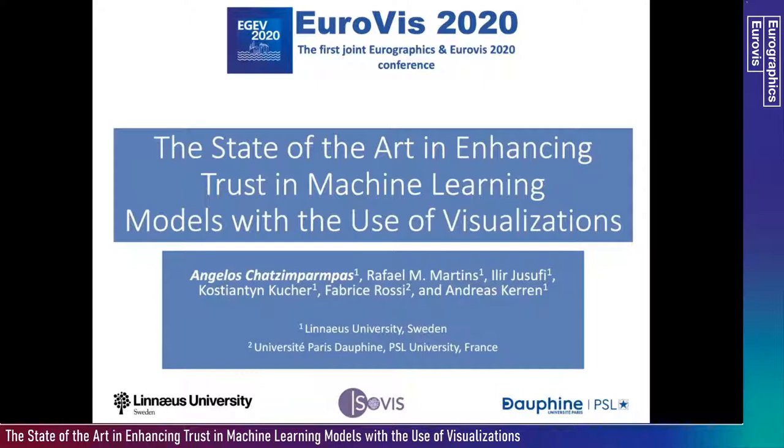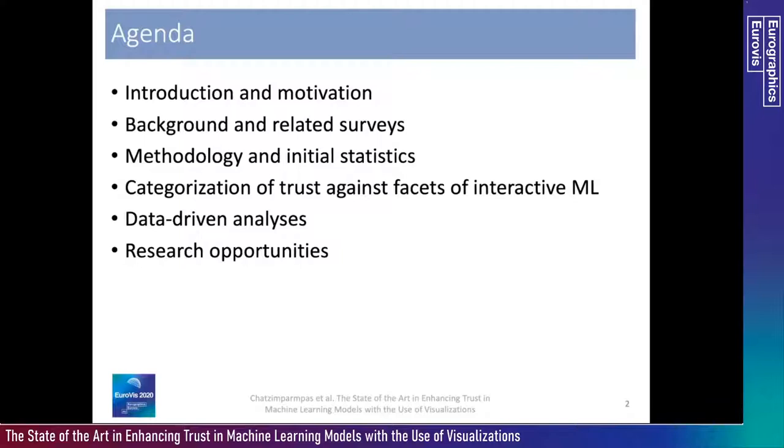Here we have the agenda of this presentation. I'm going to start with a brief introduction and motivation about how we came up with this survey. Next, I will talk about the background and related surveys we found. Then we have the methodology we followed and initial statistics with regard to the papers we analyzed. Afterwards, I will present the core categorization of trust against facets of interactive machine learning that we created. Then the presentation of a few data-driven analyses which we have performed based on the metadata we collected. And finally, I will finish with a conclusion of a couple of research opportunities we identified.